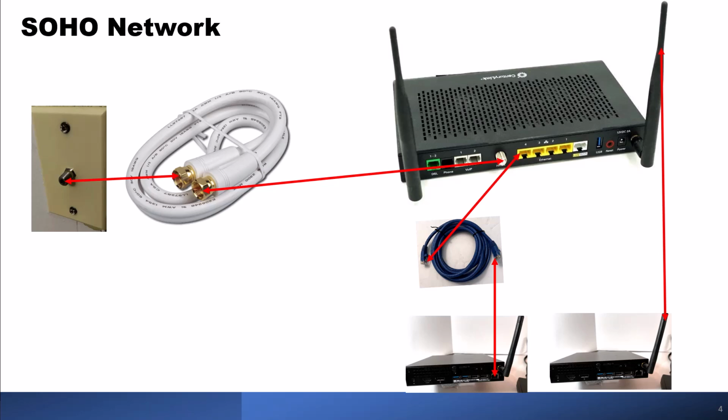Here's another example of a SOHO network where your cable provider connects the services to a coaxial cable jack. You then use the coaxial cable to connect to your router/wireless access point, which will provide your WAN connection and connection to the internet. You would then connect your computers to your built-in switch or use wireless connections.